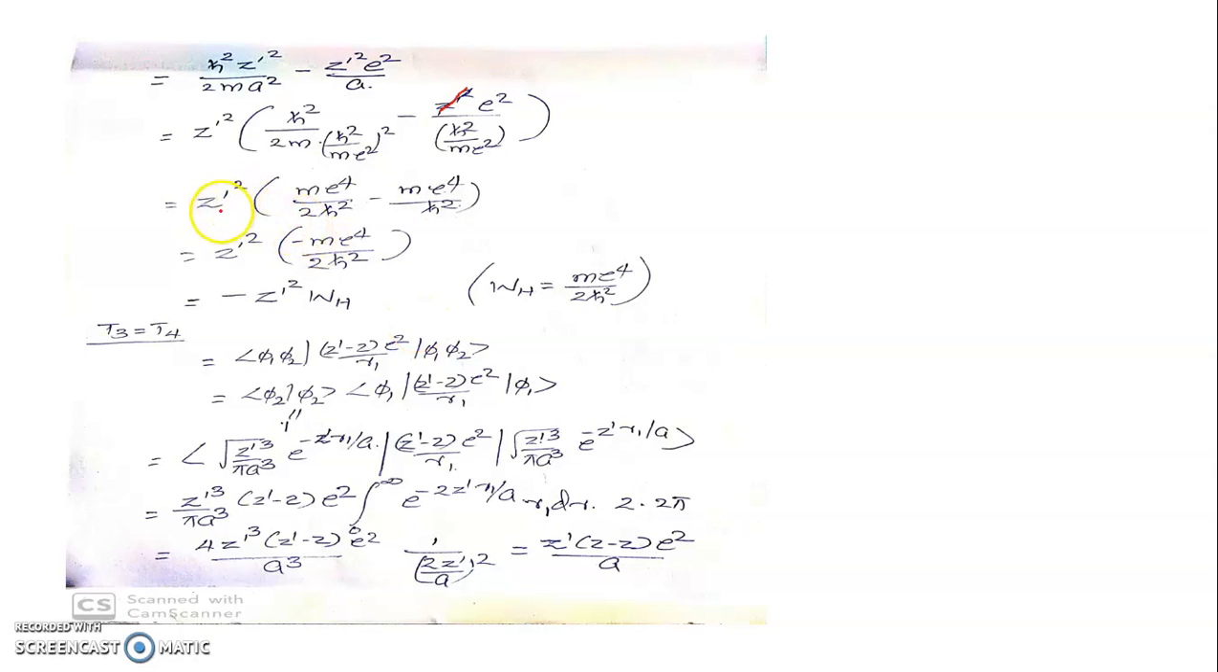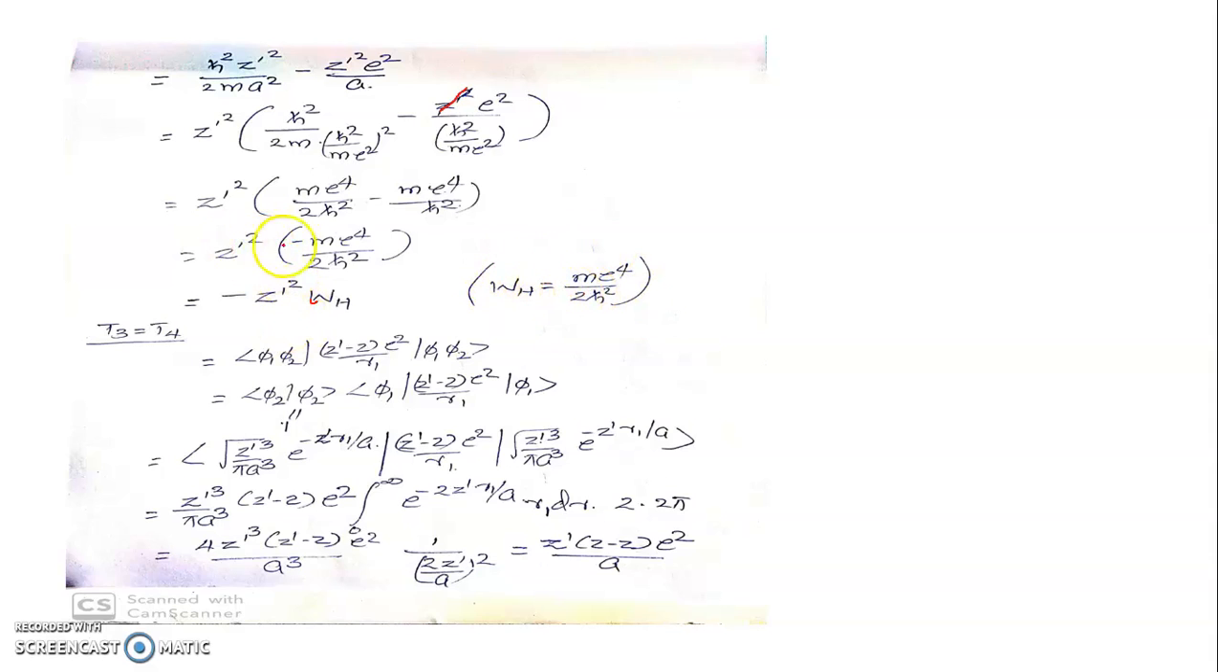So we take Z′² out. What remains is me⁴/2ħ² minus me⁴/ħ², or say minus me⁴/2ħ². And this is nothing other than the ground state energy of hydrogen, as we have seen in the earlier problem. So let me write now W_H equal to me⁴/2ħ², the magnitude of the ground state energy of hydrogen in electron volt, which is, as you know, 13.6 electron volt.